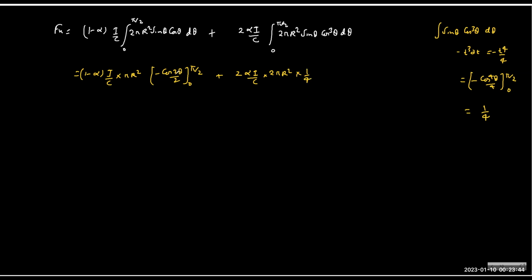So now, and this is how much? 1? Yes, sir. So this is 1, no? Yes, sir. So 1 minus alpha I pi r square by c plus alpha I pi r square by c cancel.